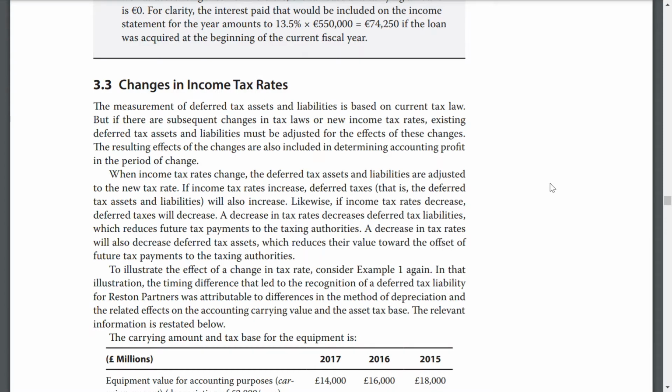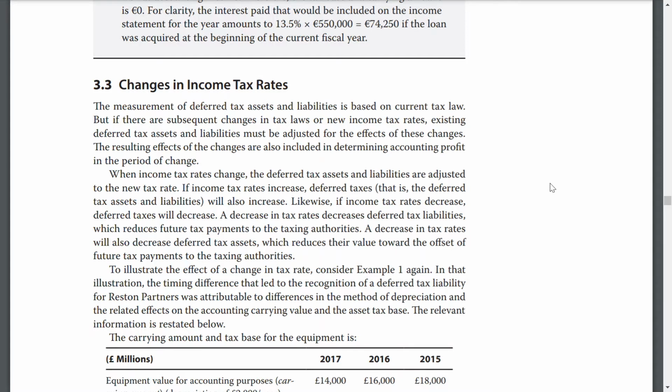If income tax rates increase, deferred taxes will also increase. Likewise, if income tax rates decrease, deferred taxes will decrease. A decrease in tax rates decreases deferred tax liabilities, which reduces future tax payments to the taxing authorities. A decrease in tax rates will also decrease deferred tax assets, which reduces their value toward the offset of future tax payments to taxing authorities. To illustrate the effect of a change in tax rate, consider example 1 again.